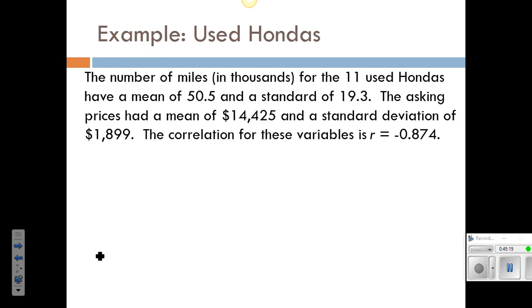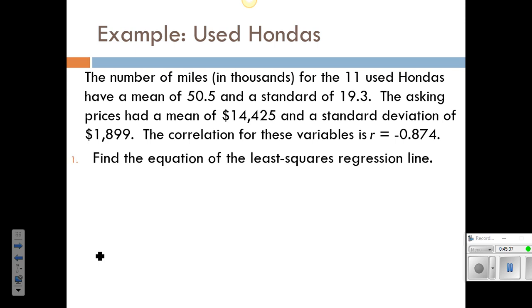So notice here that I already gave you this information in the problem, right? Do you guys remember that we came up with the 50.5, the 19.3, the 14,425, and the 1899? Those are the standard deviation and the means for x and y respectively. All right. So can we find the equation of the least squares regression line? Answer is yes, Mr. Bird, we can. How do we do that?